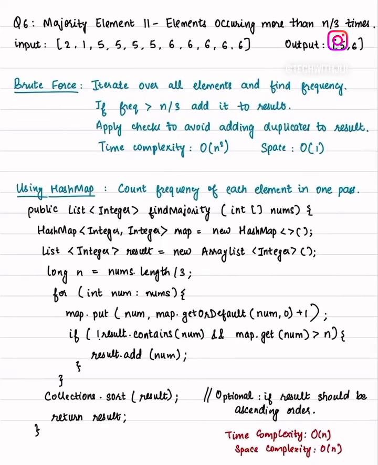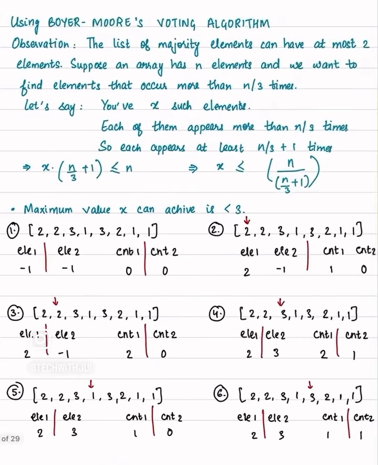So in the previous part, we saw that we were using extra space to find the frequency of all elements that occur more than n by 3 times. There's a better algorithm for this. The observation for this algorithm is that the list of majority elements can have at most two such elements which occur more than n by 3 times.